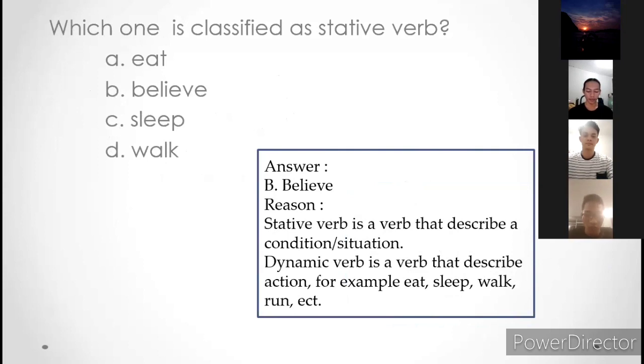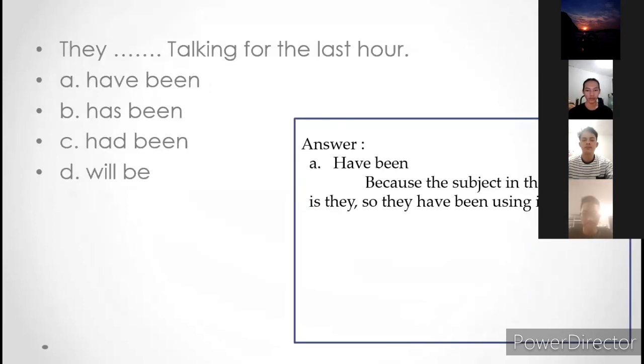And two, which one is classified as a stative verb? A, eat. B, believe. C, sleep. D, work. The answer is B, believe. A stative verb is a verb that describes a condition or situation. A dynamic verb is a verb that describes an action, for example eat, sleep, work, run, etc. The next presentation will be explained by Carmila.